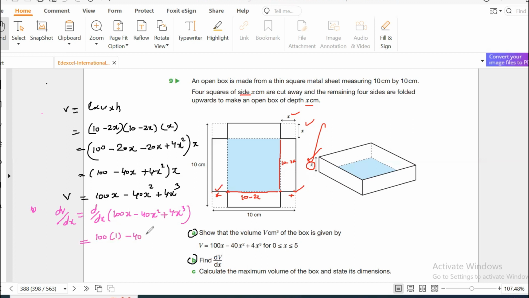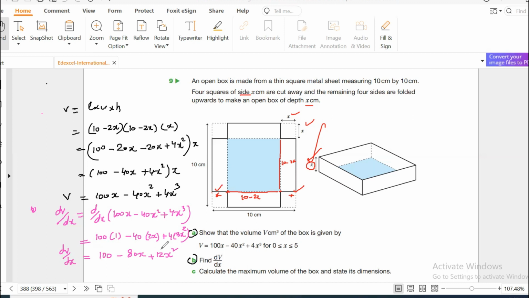The derivative of x squared is 2x, and the derivative of x cubed is 3x squared. Subtract 1 from the power, okay? And next step, we can say that it is 100 minus 40 multiplied by 2, 80x, plus 4 multiplied by 3, 12x squared. This is the required derivative and the answer of part B.